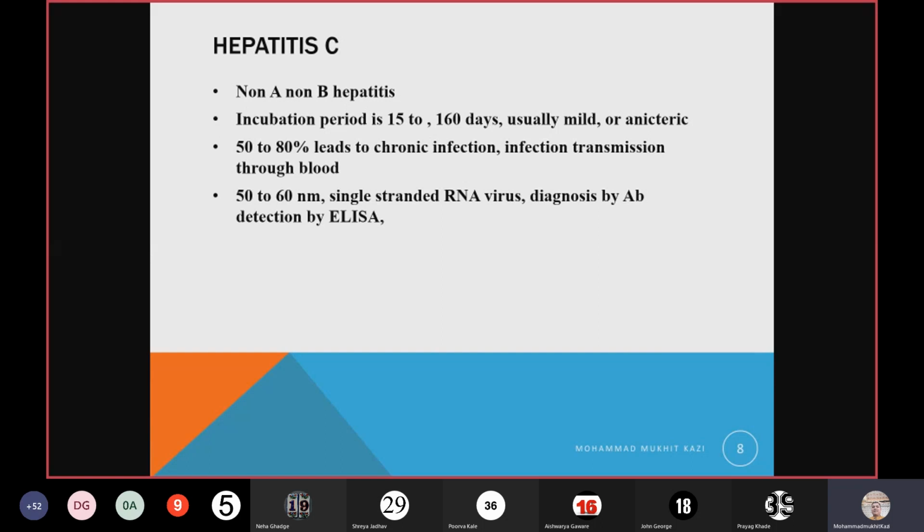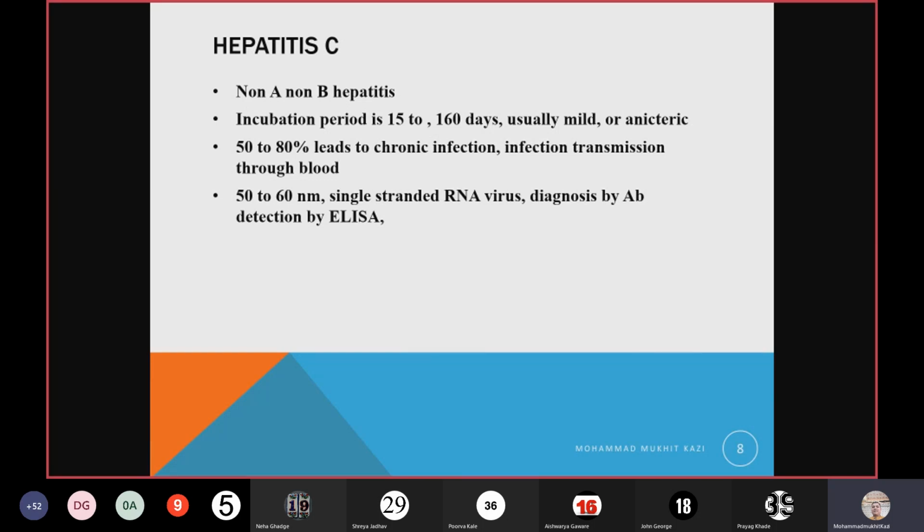And the dangerous part is there is no therapeutic treatment, no preventive treatment. That is the most dangerous part of hepatitis C, and that is why you should be more careful than with hepatitis B. For hepatitis B, we have prevention, but for hepatitis C, there is no prevention at all.